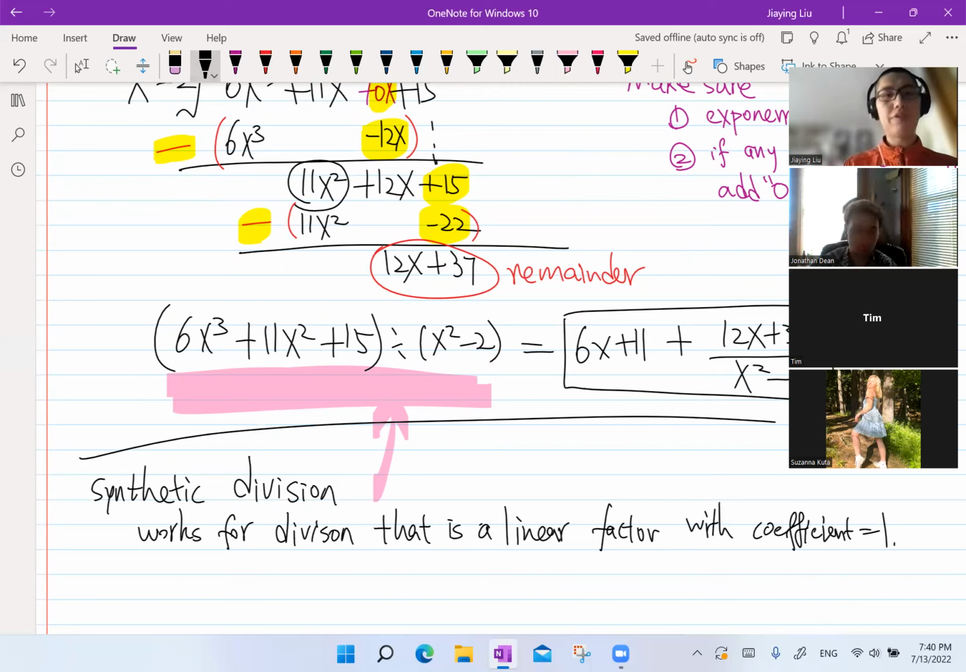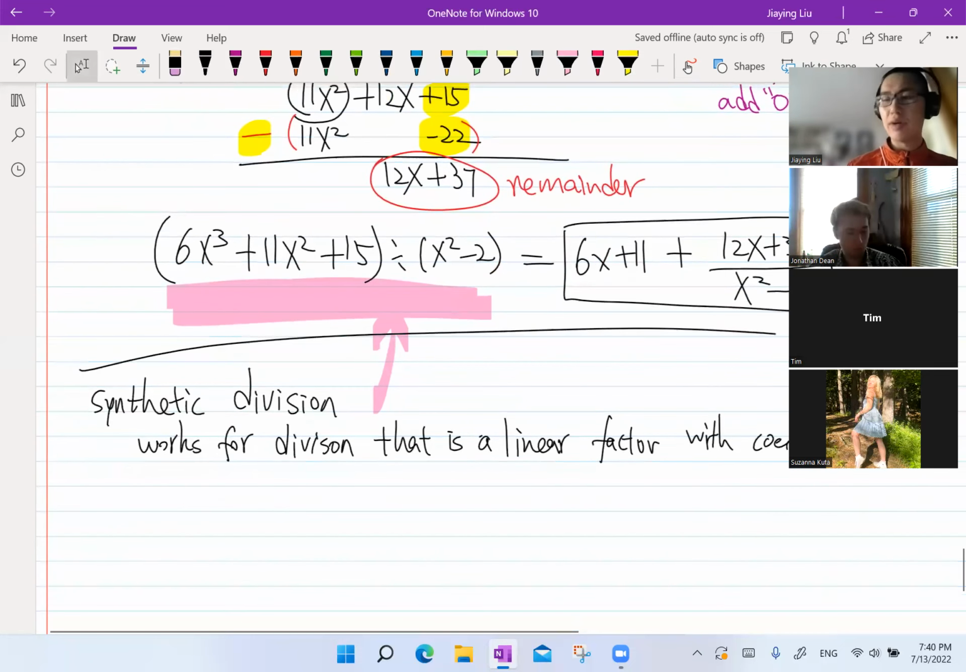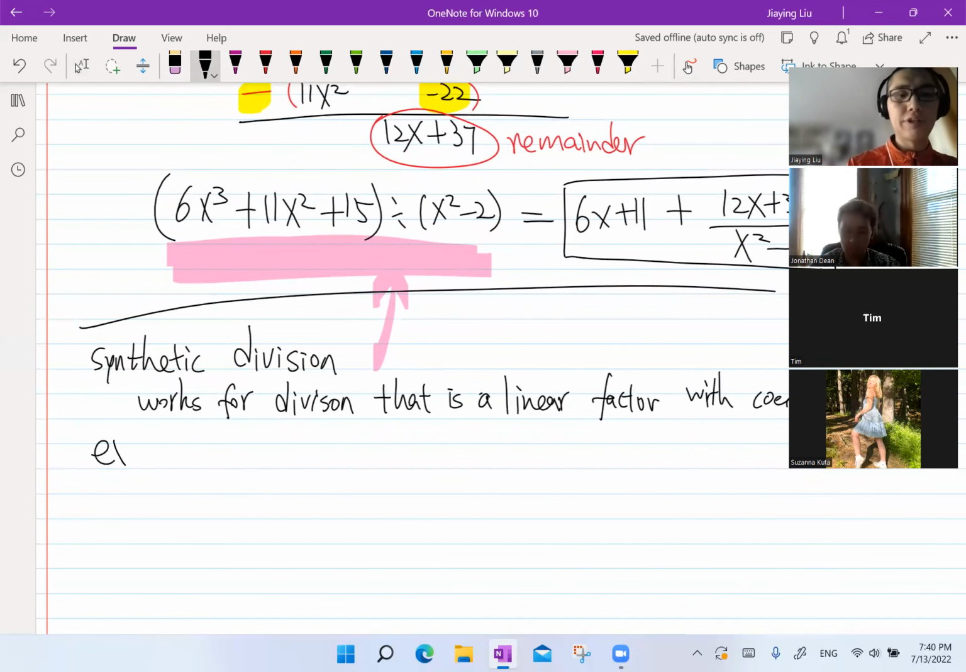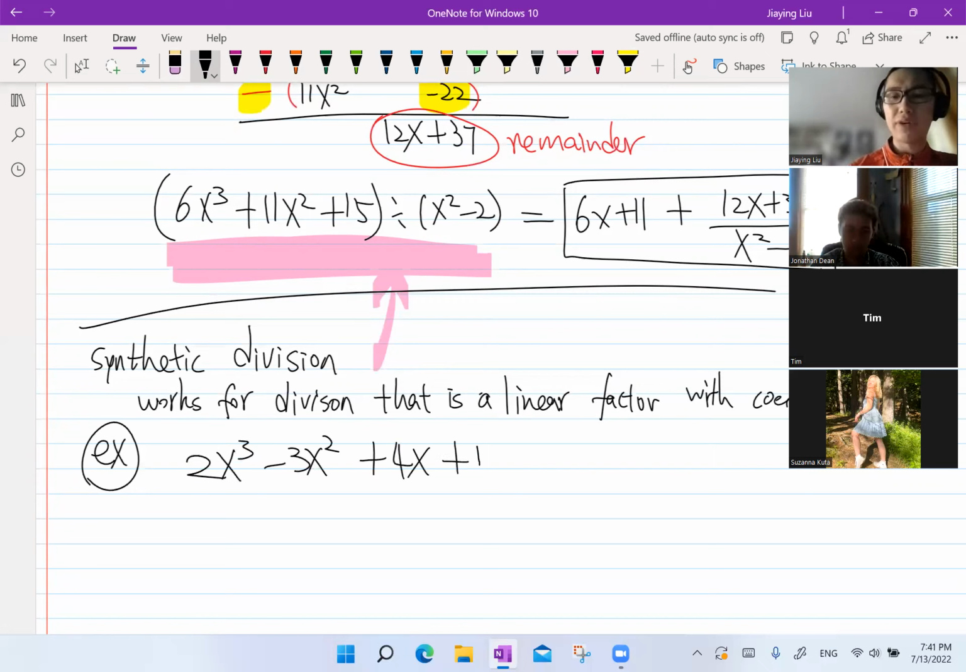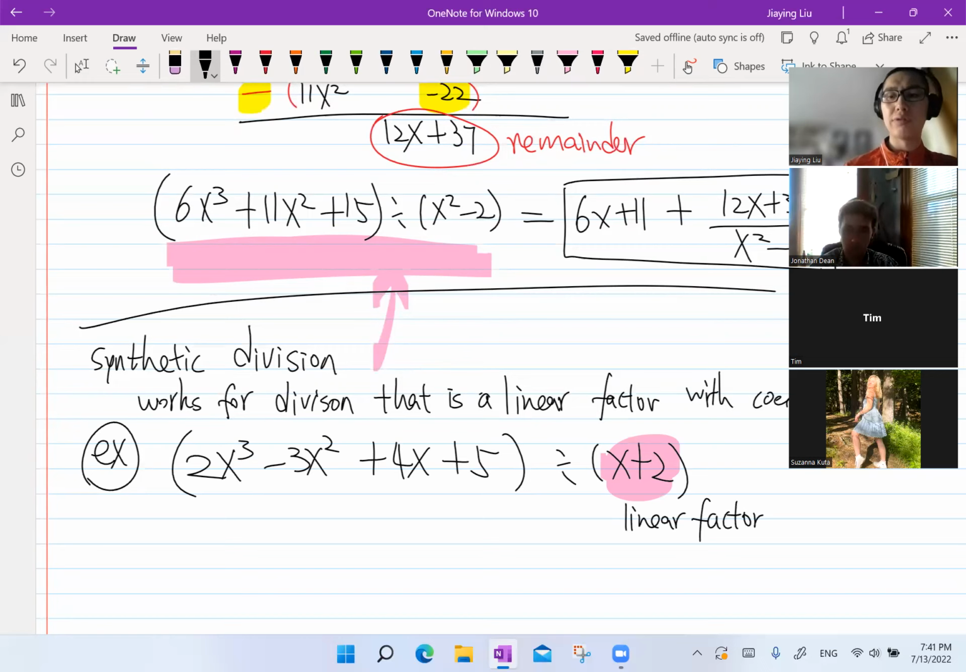So the previous example, if you remember, I'm just going to write down the problem again, and I'm going to divide it using synthetic division. So the previous example I had was, let's see, I had 2x cubed minus 3x squared plus 4x plus 5 divided by x plus 2. So this works because x plus 2 is a linear factor, and the coefficient of x is 1. So it's okay to use this.